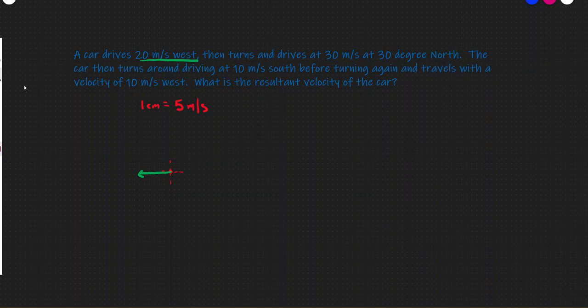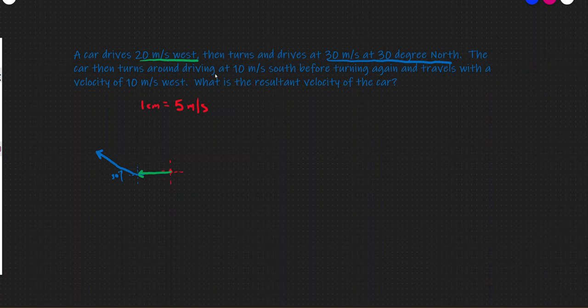Then they turn and drive 30 meters per second, oh no, at 30 degrees north. So that would be 6, right? 30 degrees north of west is what this must mean. Okay, so here is west, so I'm going north 30 degrees from west. So let's see my 30 degrees, I'll call it right here, and it's 30 meters per second, so it should be a little longer. Okay, so there's that. This is 30 degrees.